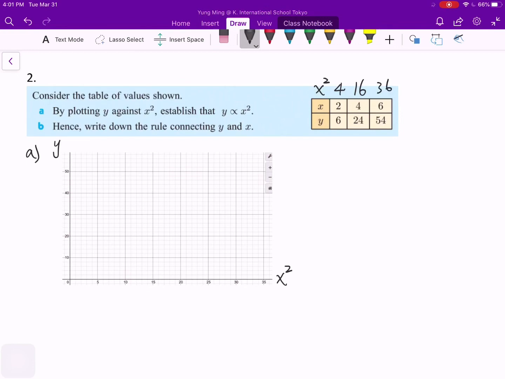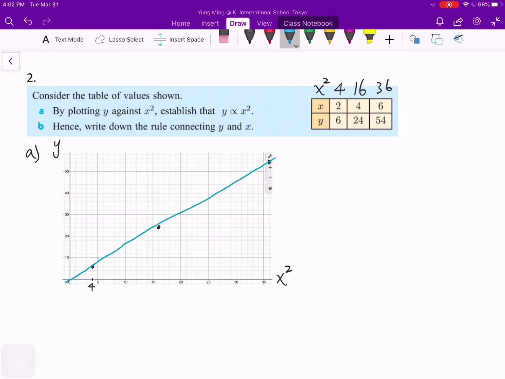Okay, so we can go ahead and plot it. If your x squared is equal to 4, let's find 4. Okay, this is our 4. Your y is equal to 6, so we got a point over here. x squared is equal to 16, then y is equal to 24. Here. Finally, when x squared equals 36, your y is equal to 54. Okay, so if you do it correctly, you will realize that I'm not only arriving at a straight line, not only that, but also the straight line is passing through the origin.